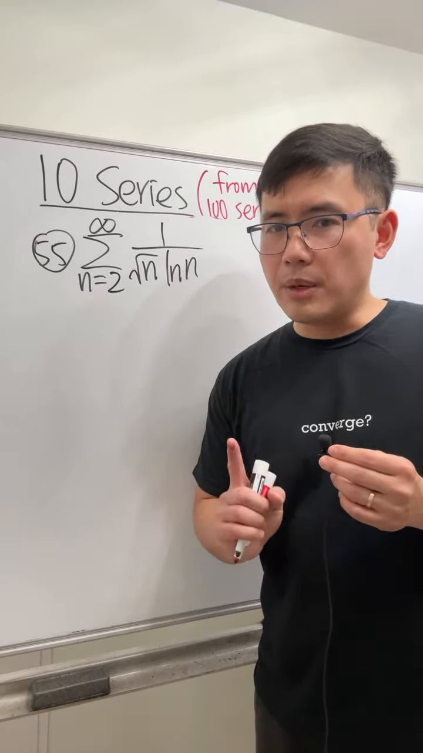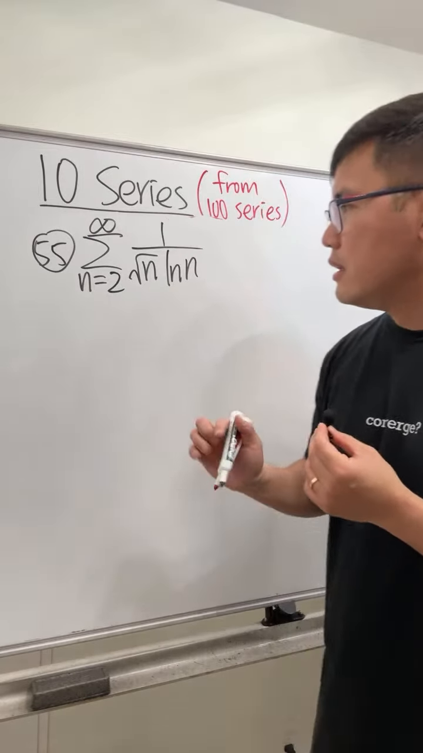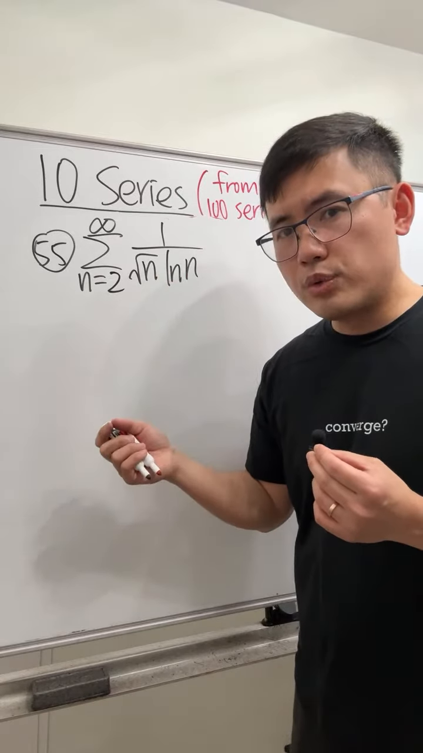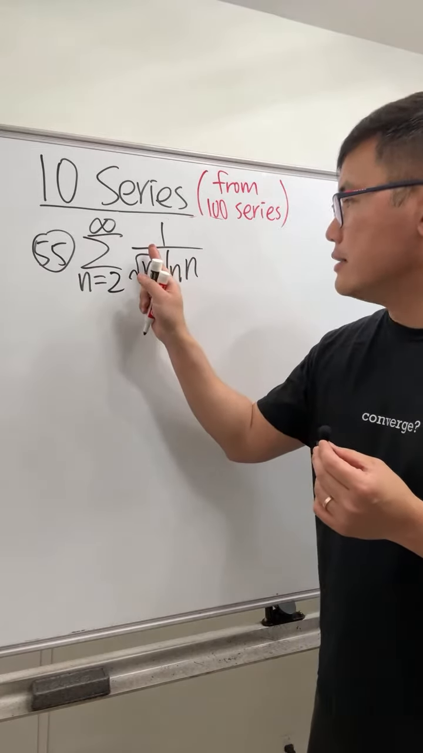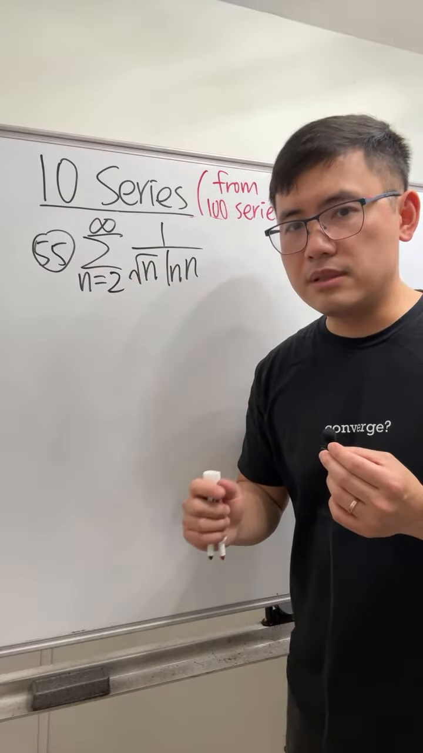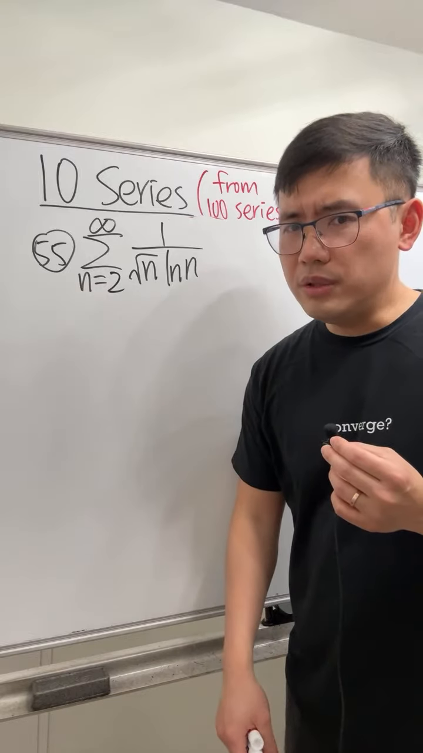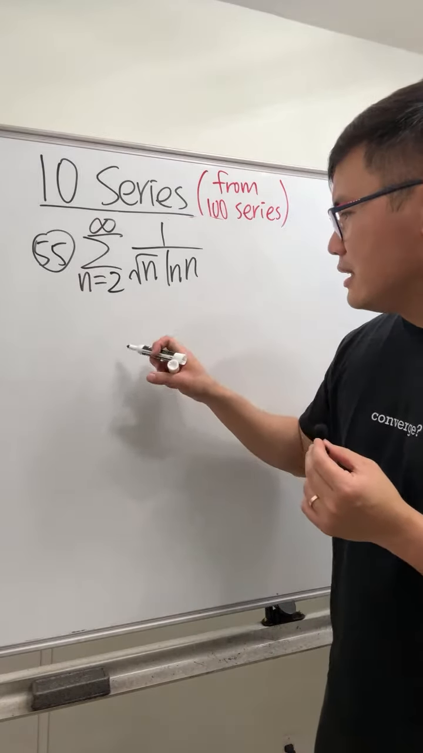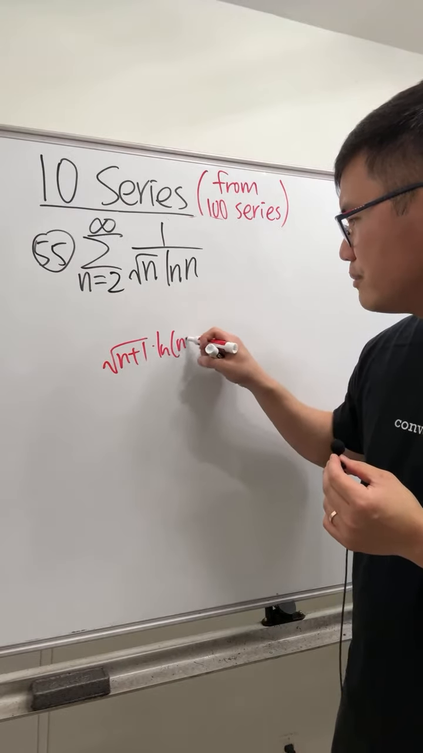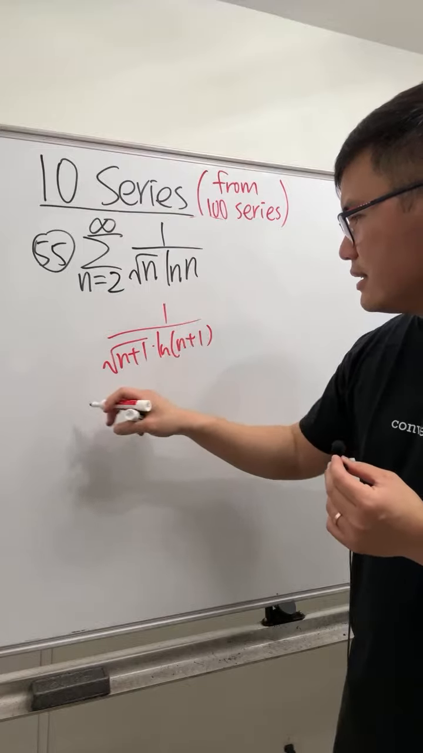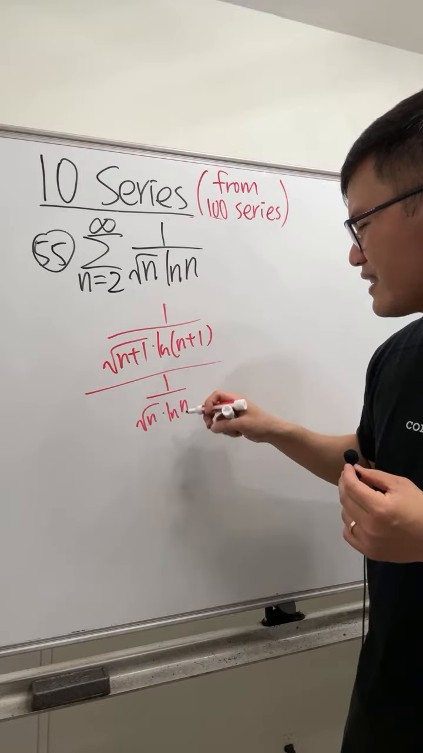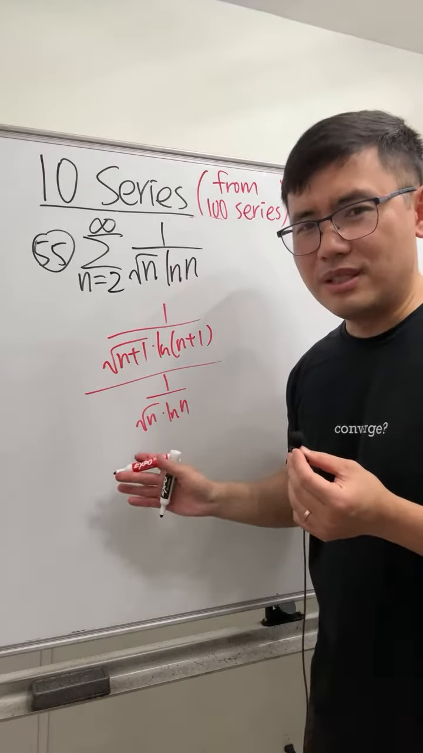If you use the limit comparison test, you have to be super careful. With 1 over square root of n, they cancel, and take the limit for this, you end up with 0. So limit comparison test is inconclusive. Ratio test is not a good idea because if you want to do square root of n plus 1 and then ln of n plus 1 and then divided by the original, in fact the limit I believe it should be 1, so it's inconclusive.